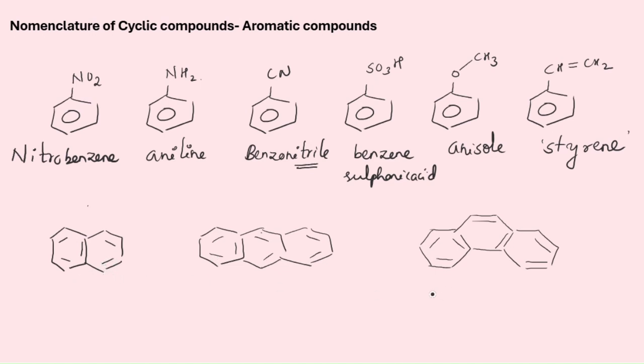For the next set of molecules, you see the benzene rings are fused. That means they are bicyclic, tricyclic, and here also it is tricyclic. So for these molecules, at least you should know the names of the molecules. So this is naphthalene, and this is anthracene, and this one, I think you can look for the name of this molecule and you can comment it in the comment section.